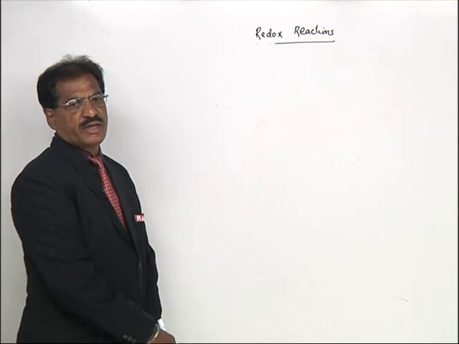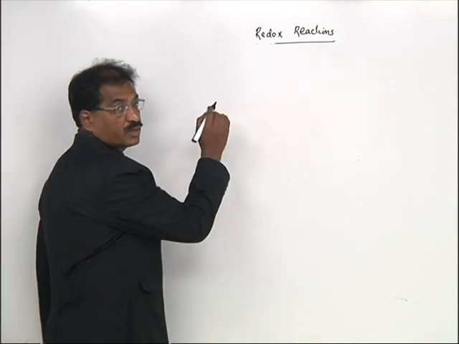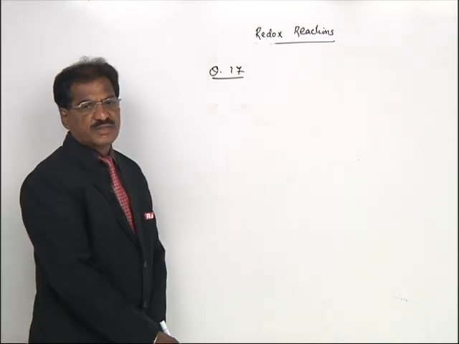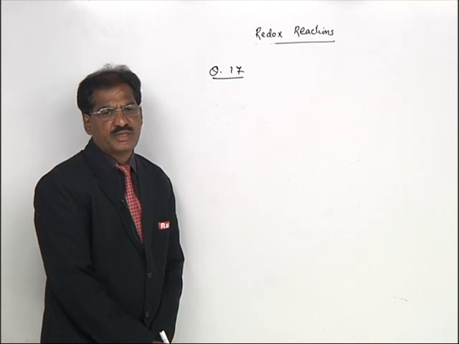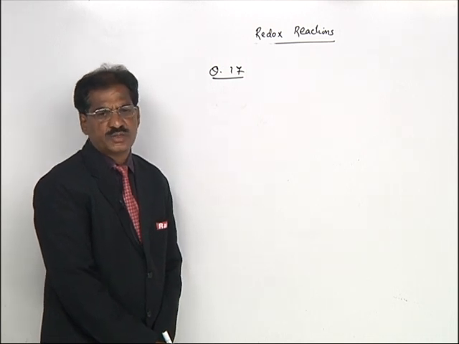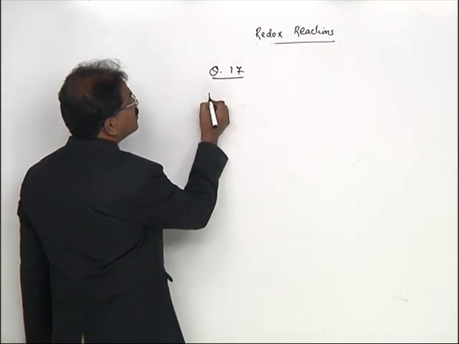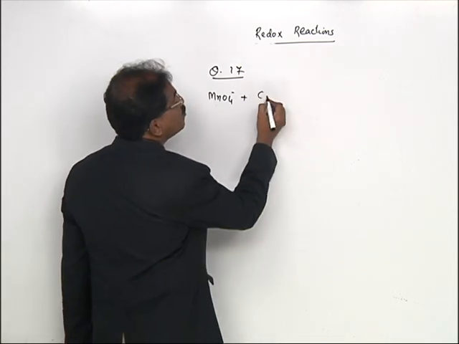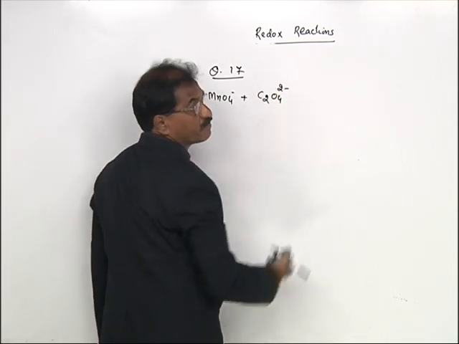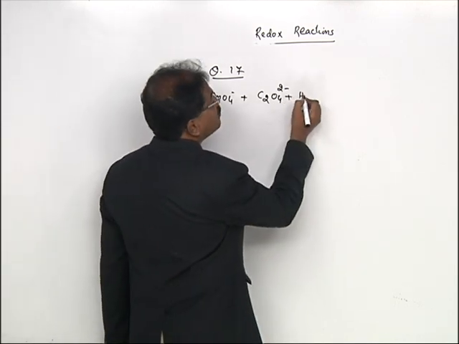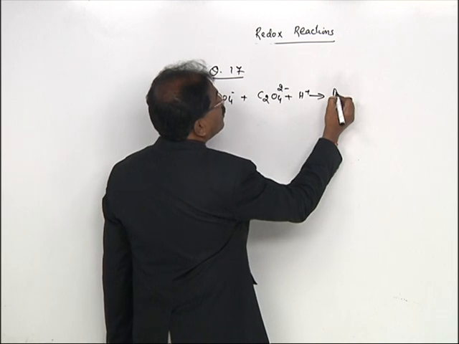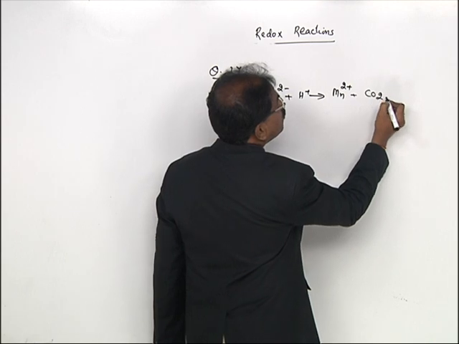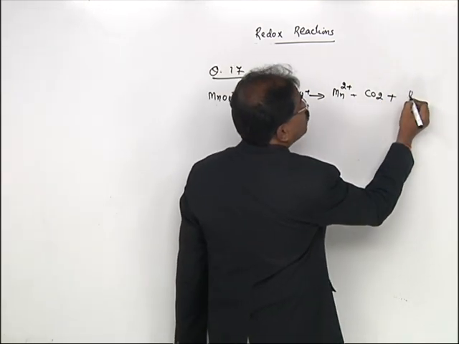Next, for the given redox reaction, question number 17. For the given redox reaction, we have to identify the stoichiometric coefficients shown in the options. So first, let me represent the reaction. MnO4 minus plus C2O4 2 minus plus H+ gives Mn2+ plus CO2 plus H2O.